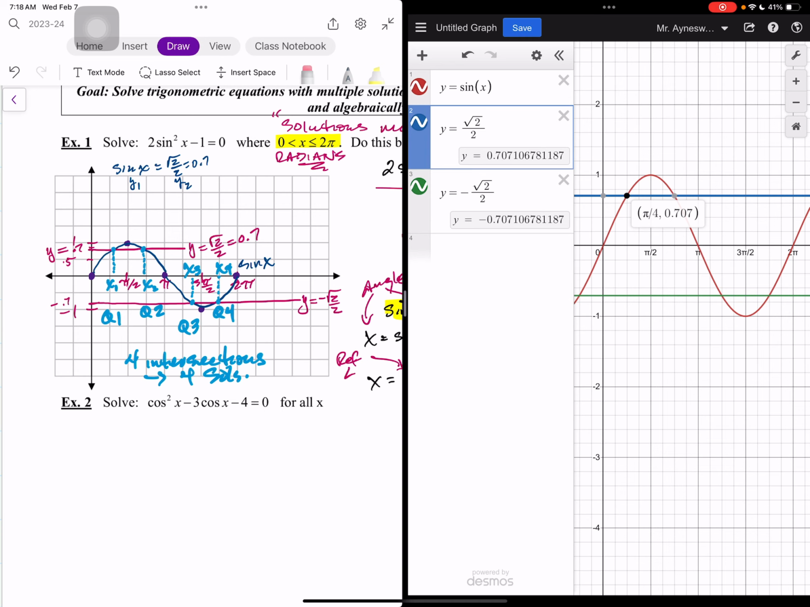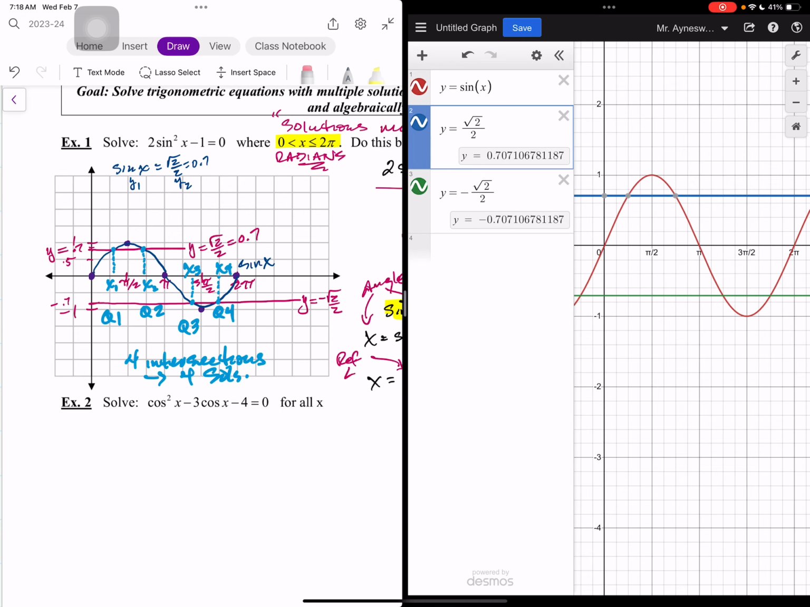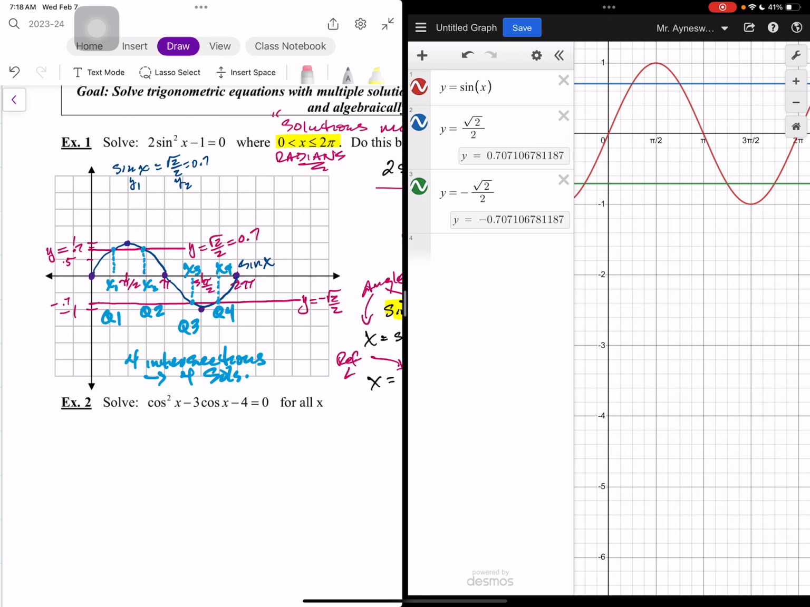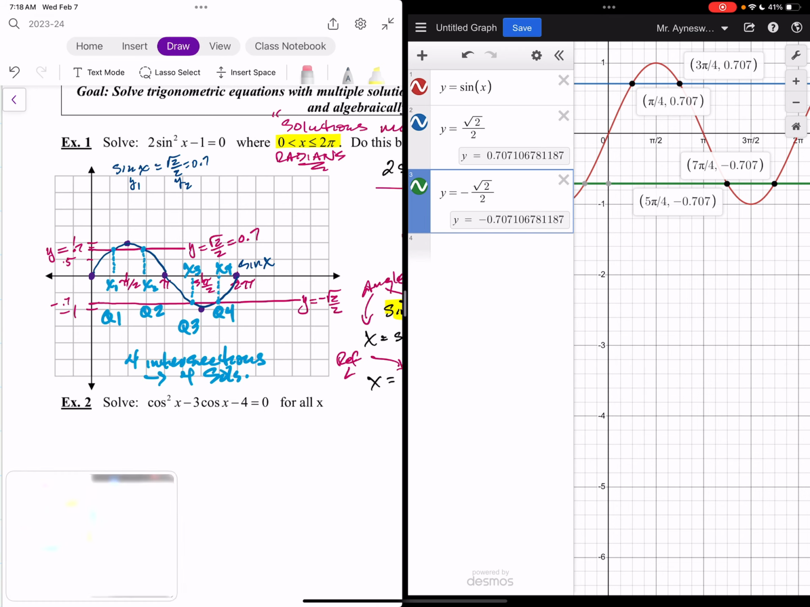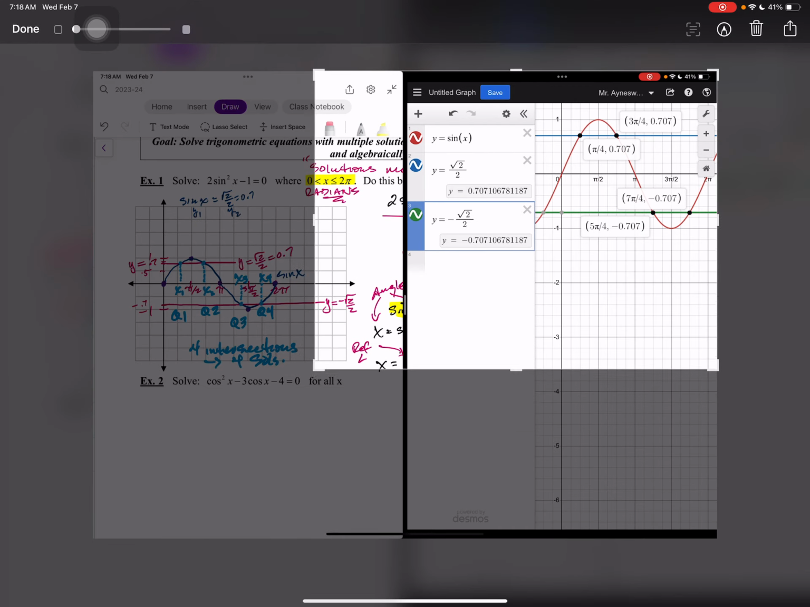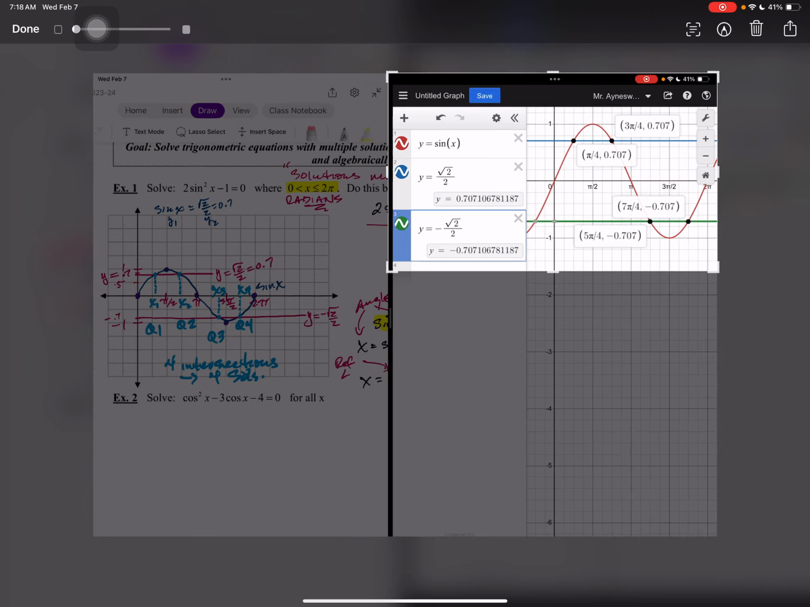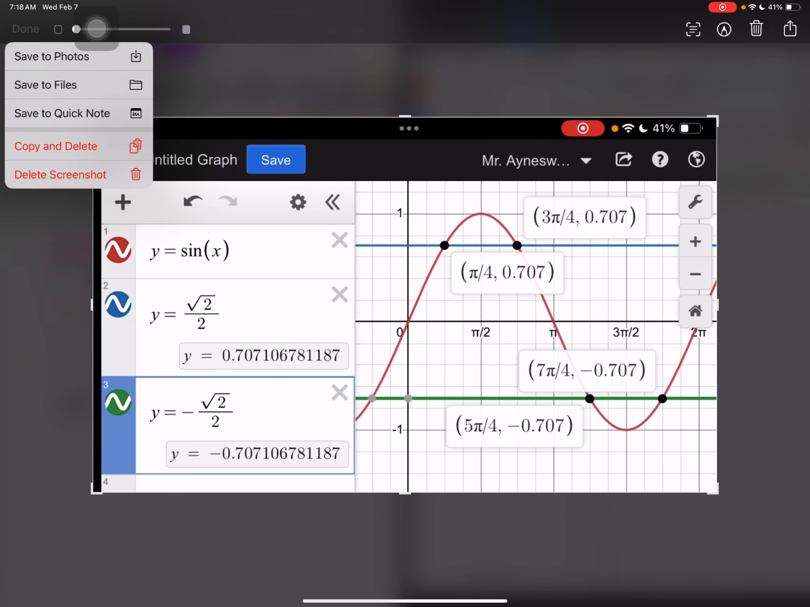Look at that. We have intersections at pi fourths, 3 pi fourths, 5 pi fourths, and 7 pi fourths. See, there you go. And then I would screenshot this and just bring it into your lesson, like we always do here, so you can keep track of what's going on. Always record your work so you can fully understand what's going on.